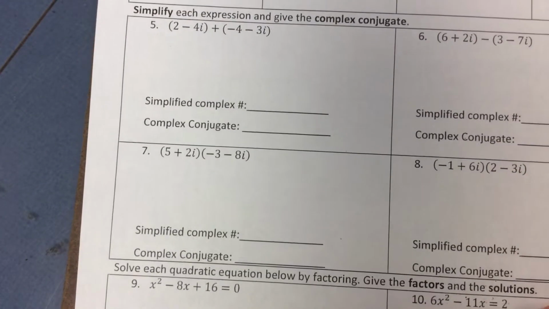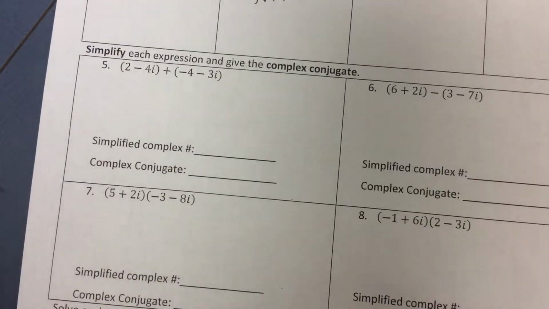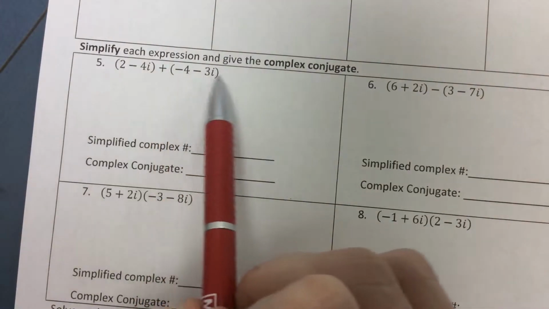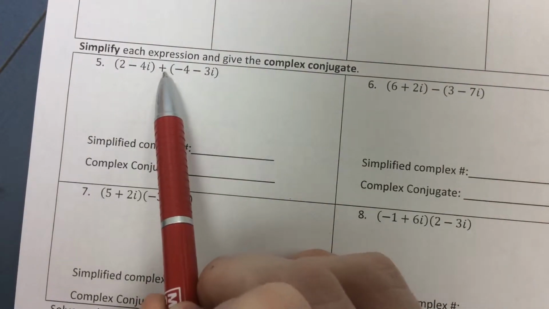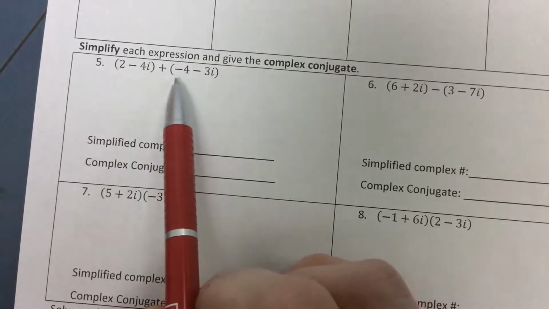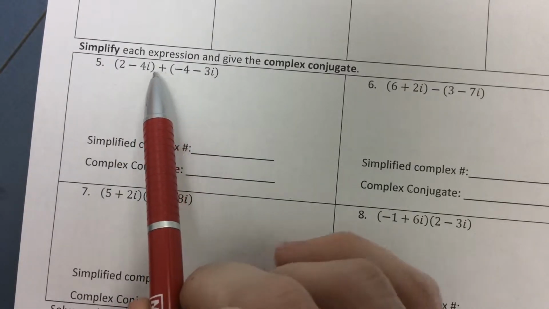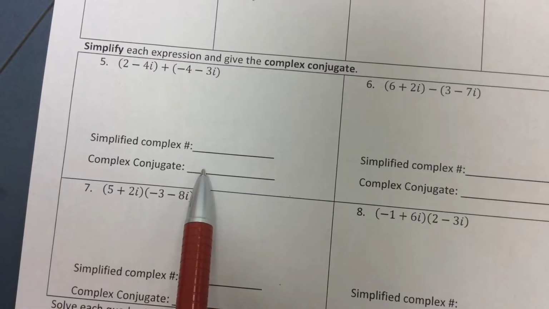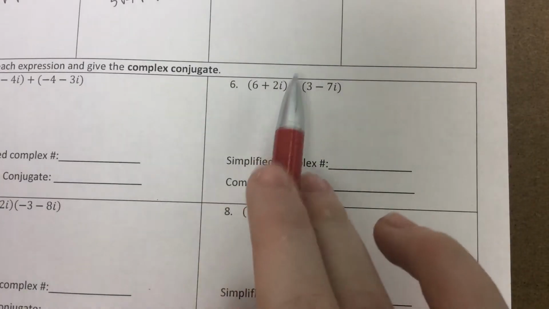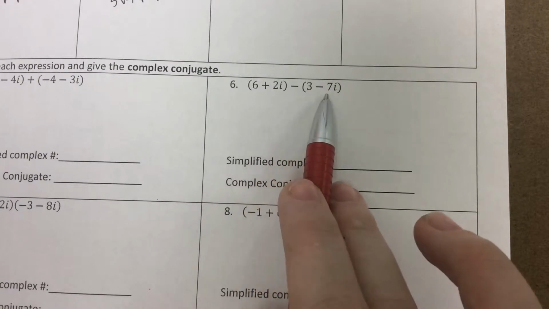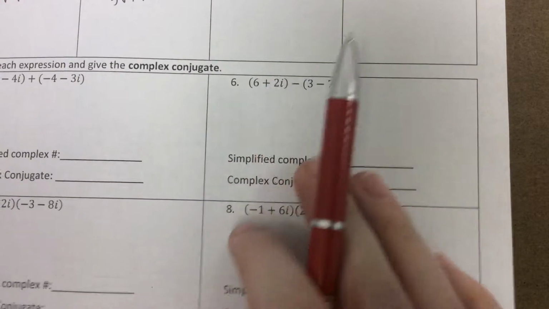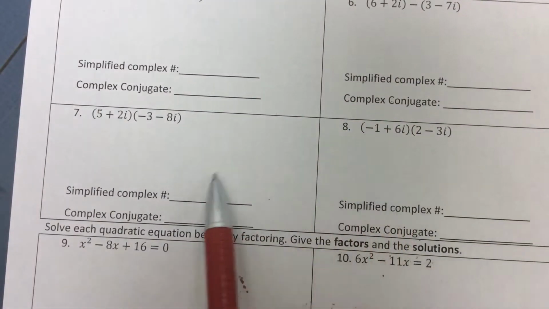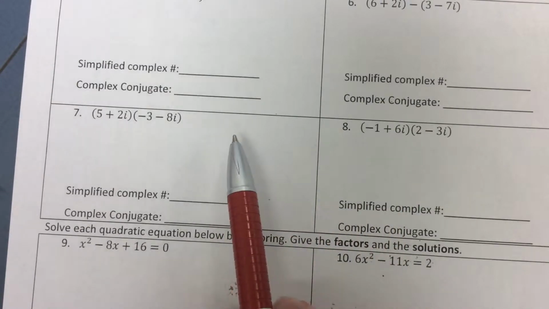Okay. Adding, subtracting, complex conjugates. Adding, you don't have to change the sign. These are being added, not multiplied, so do not FOIL this. It's just being added, so you combine like terms, give me the simplified complex number, and then give me the complex conjugate. Here they're being subtracted, so you have to distribute that negative sign and then combine stuff. Here and here they're being multiplied, so that's when you get to FOIL.